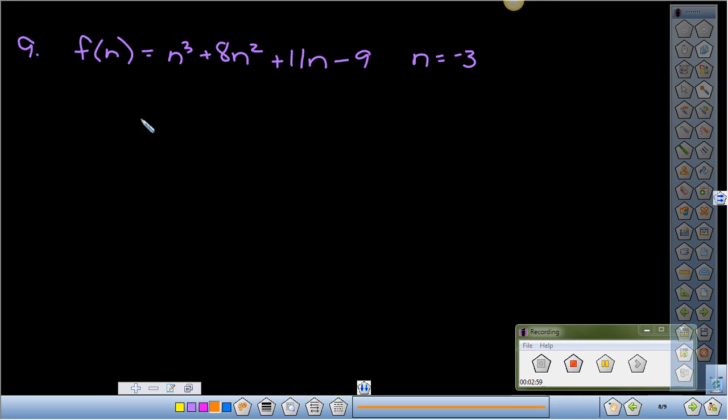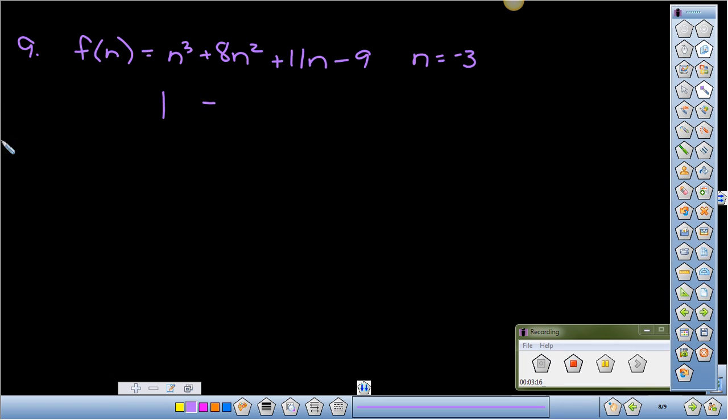Okay, let's take a look at question number 9. Question number 9 is asking you to use the remainder theorem to evaluate the expression at the given value. So let's go ahead and do that. And first thing I'm going to do is remove all the variables and just write the coefficients. And I don't need to put that plus there. Let me back up. So it's going to be 8, 11, and -9.